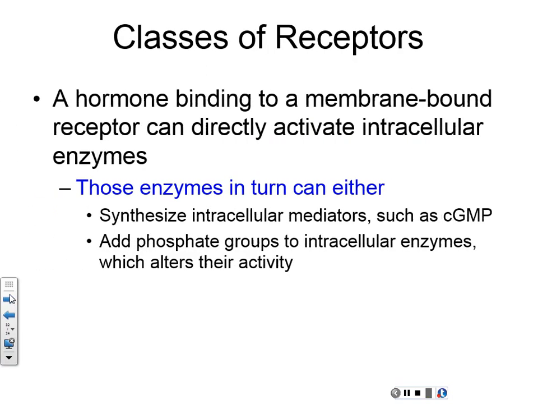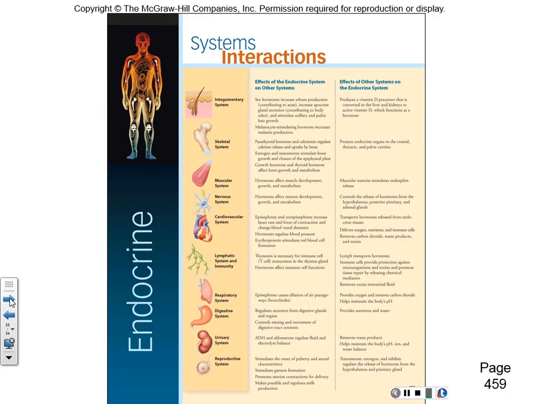All right, so these are classes of receptors. A hormone binds to a membrane-bound one and directly activates an intracellular enzyme, just like with the adenylate cyclase. And those enzymes can synthesize an intracellular protein, phosphorylate it, and so forth, by adding a phosphate, and then it activates that, just like we talked about here. And that's it, really.